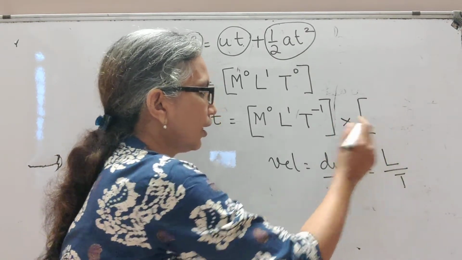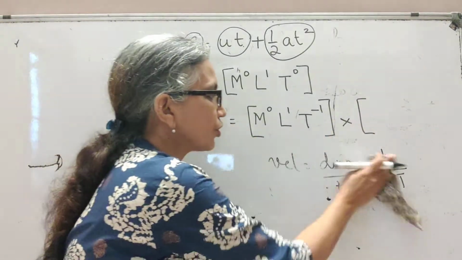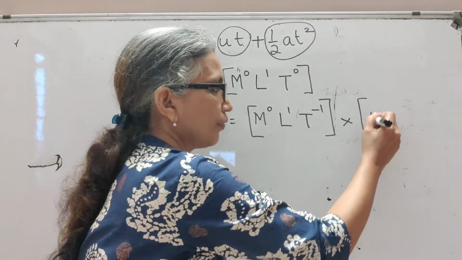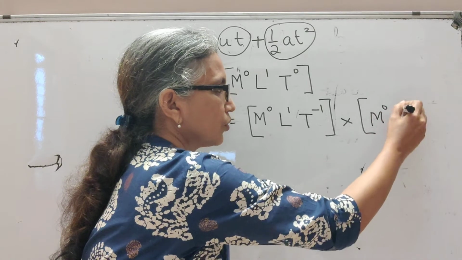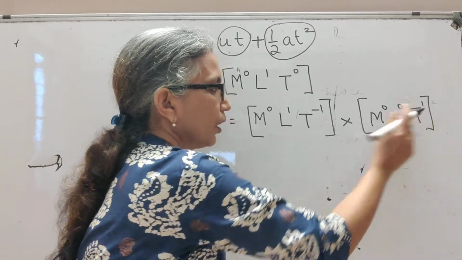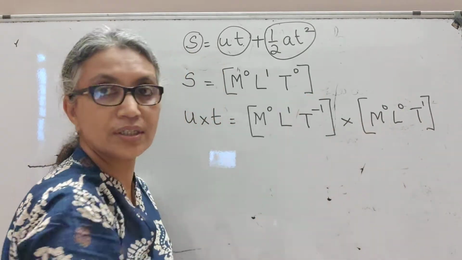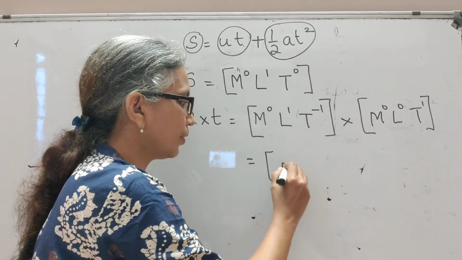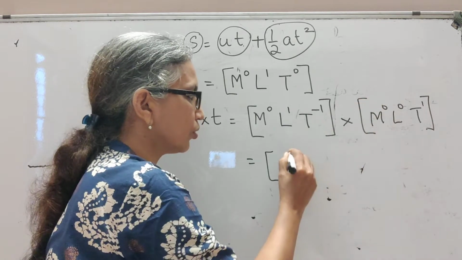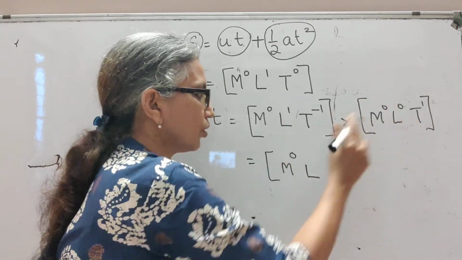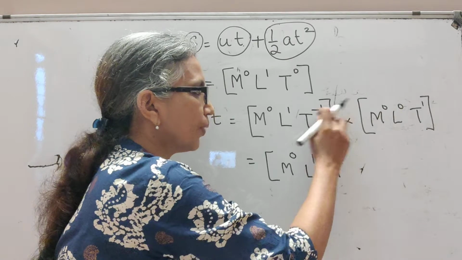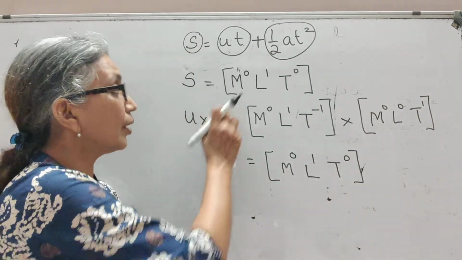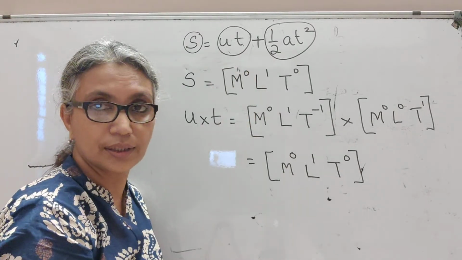This is multiplied by the dimensional formula for time. The only base quantity that appears in time is time, so we have M⁰ L⁰ T¹. Now when you multiply them, the powers get added up. So we have M to the power 0 plus 0 is 0, L to the power 1 plus 0 is 1, and T to the power minus 1 plus 1 is 0. So that is the dimensional formula for the second term.